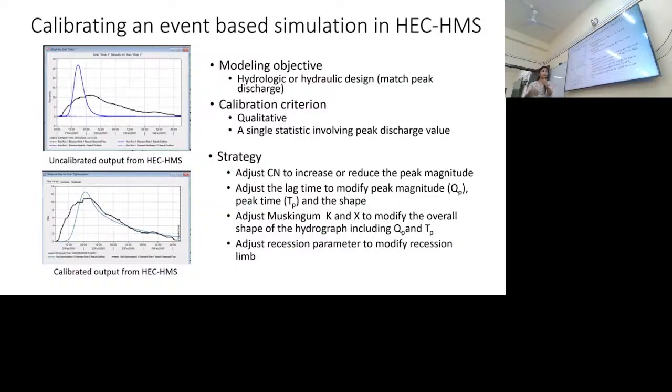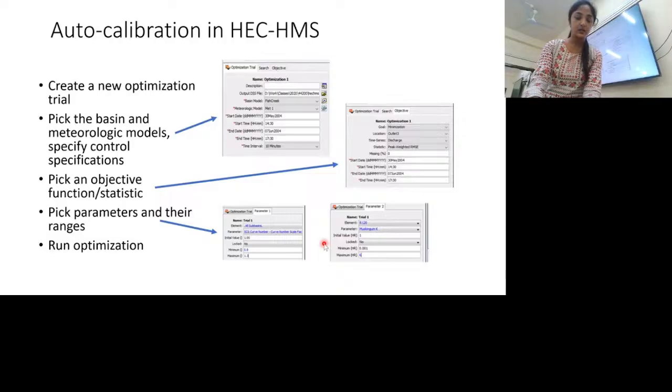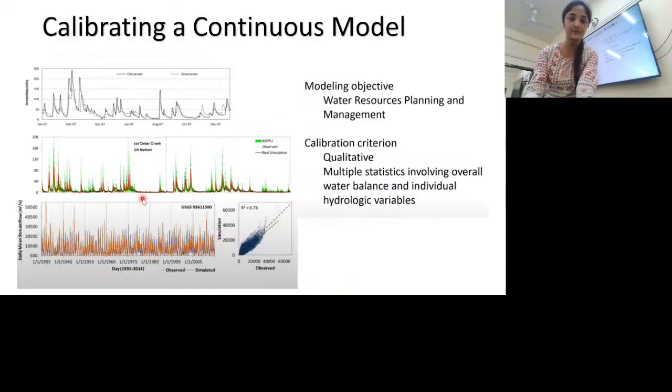So we did some parameterization and finally we reach up to the calibrated result. Then auto calibration. Actually in HEC-HMS you can do both manual as well as automatic calibration. So the auto calibration option is also there in HEC-HMS.